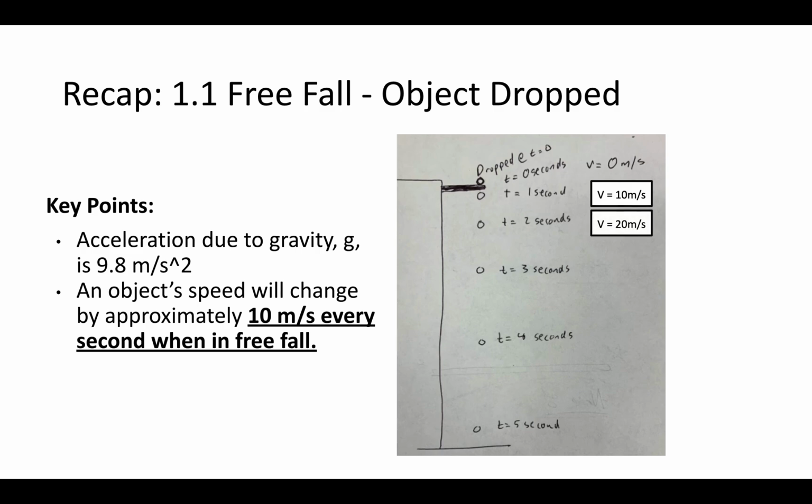1 second later, we're at t equals 2 seconds. We're at a velocity of 20 meters per second. A second after that, we're at a velocity of 30 meters per second. 1 more second after that, we're at a velocity of 40 meters per second. So hopefully you guys can see the pattern here. The acceleration due to gravity.